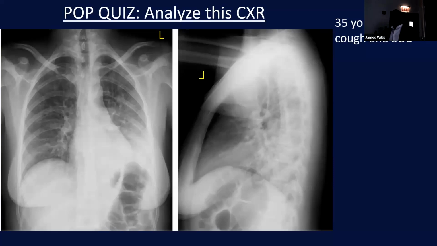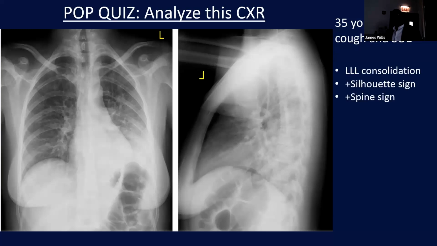Okay, I heard positive spine sign. I heard positive silhouette. Anything else? How are the costophrenic angles? Are they sharp on both sides? Phenomenal, right? And a bonus question: what bug usually causes this type of pneumonia? This is a lobar pneumonia.